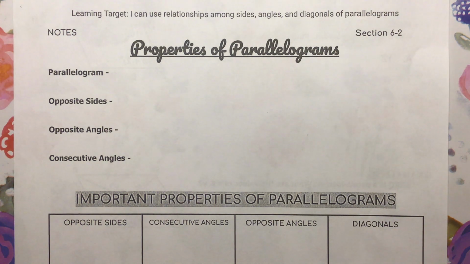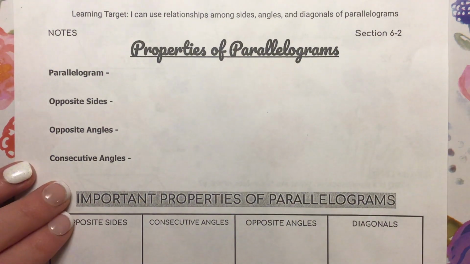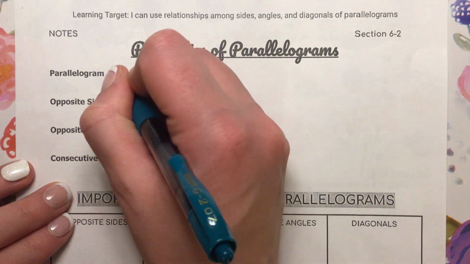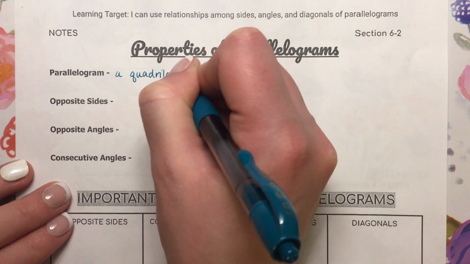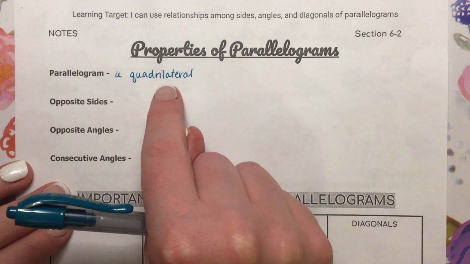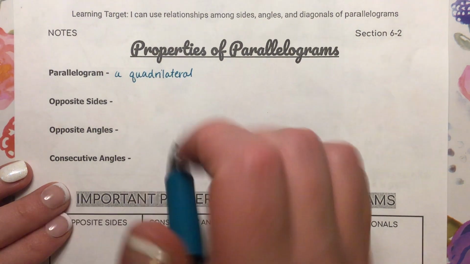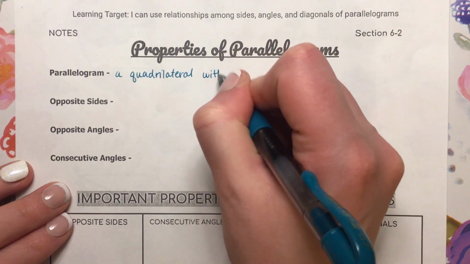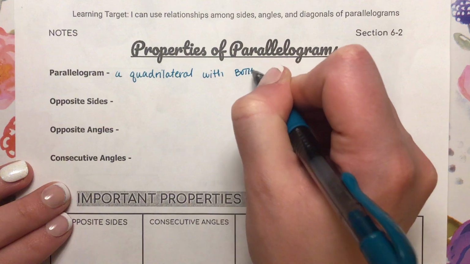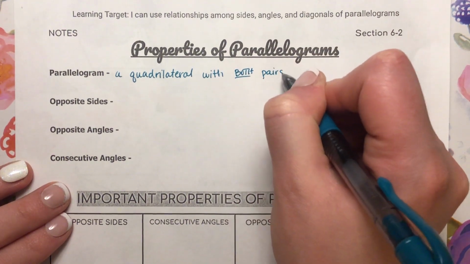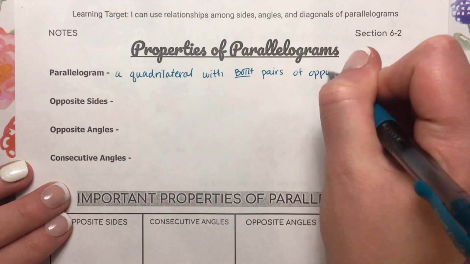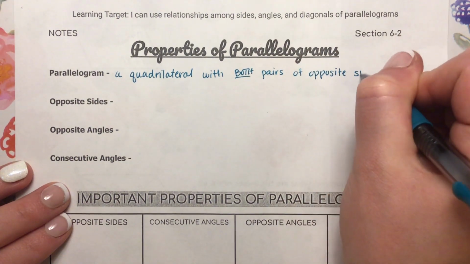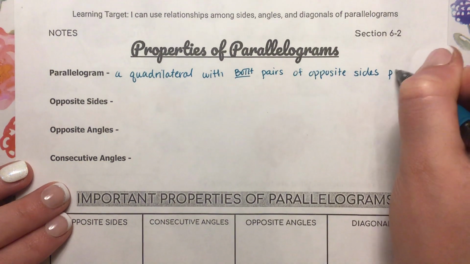Well, what on earth is a parallelogram? The definition of a parallelogram is a quadrilateral, which we know is a four-sided polygon, so it's a quadrilateral with both pairs of opposite sides parallel.